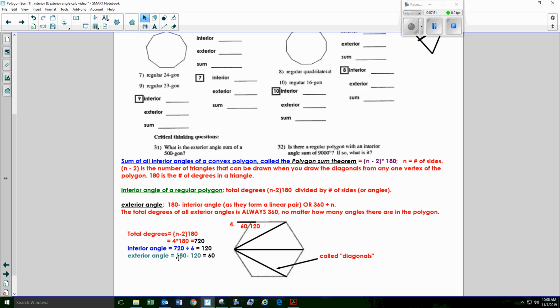Now, if the only question it asked you was the exterior angle, it didn't ask about interior angles or total degrees, so it just asked what's the exterior angle of a regular hexagon, I'm going to use the 360 divided by 6 and get the 60 right away. But if it asks me to find the interior, then I've got to do the total degrees first, divided by the number of angles, and get that, and then obviously it's easy to do a linear pair from there to get the 60 for the exterior angle.